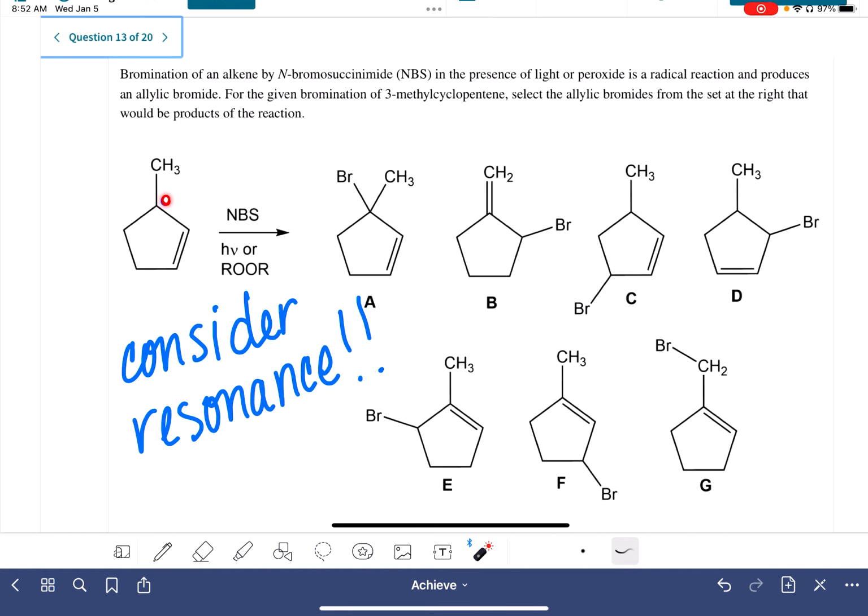But this radical, this allylic radical, is so stable because it has resonance. You can take that double bond and you can draw a resonance structure with that double bond. So you need to consider the resonance structure for this molecule and then consider the bromination of the resonance structure as well.